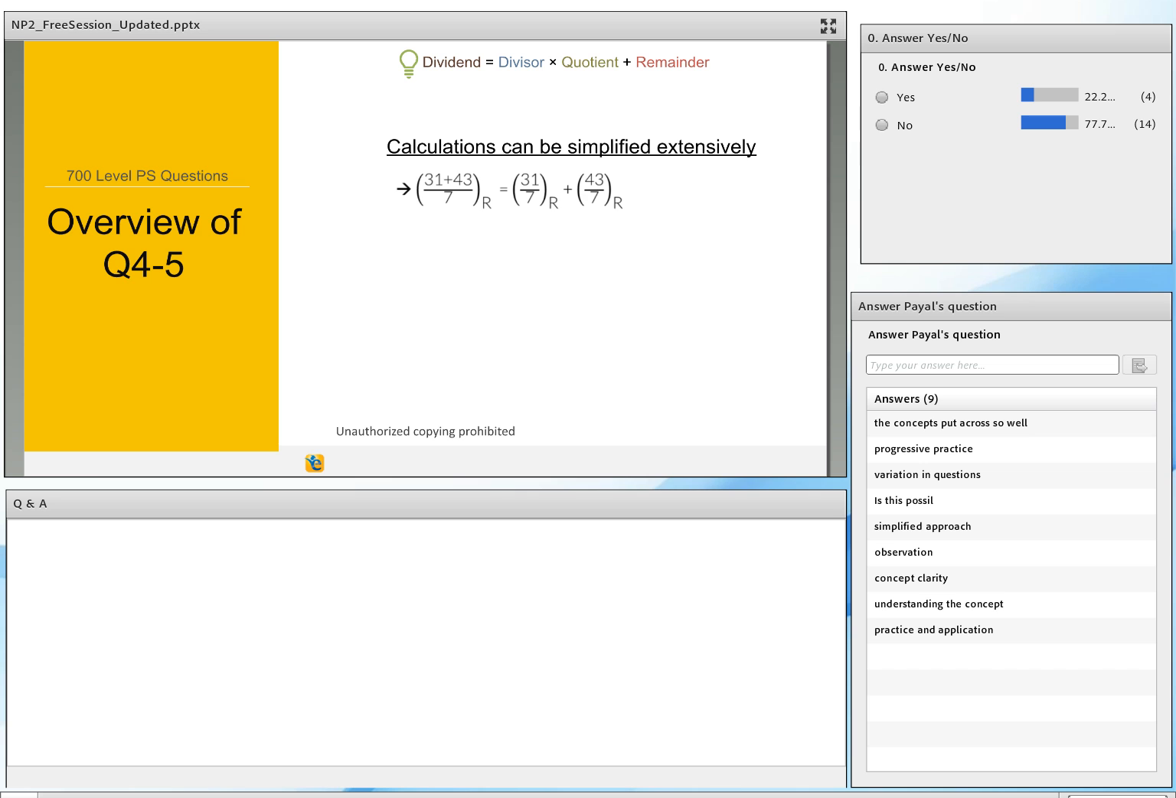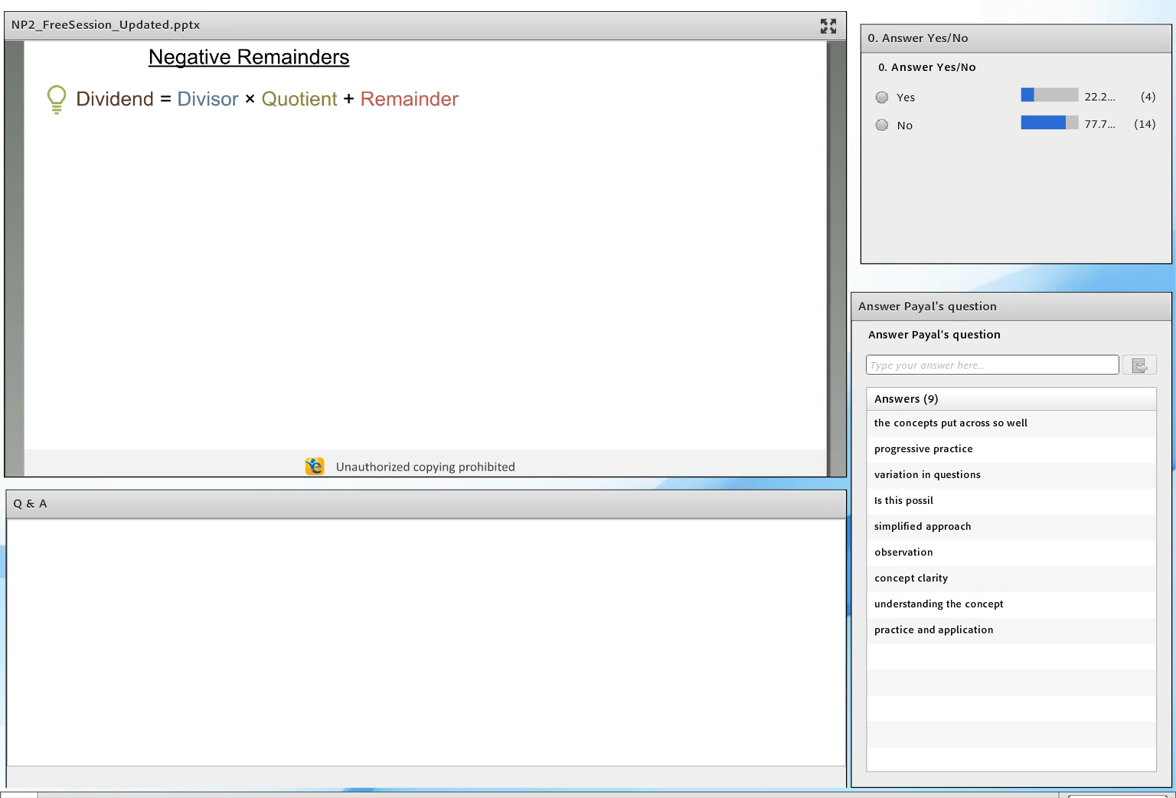Why is this thing not moving? Yes, so the calculations can be simplified extensively, right? All you have to do is be aware of these, and then apply these at the right place. And this process skill is what I call the simplification process skill. And we essentially apply this process skill across the board, across all topics of quant. Now let's come to negative remainders, okay?